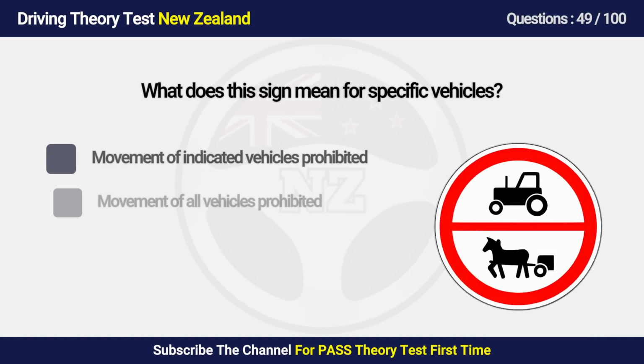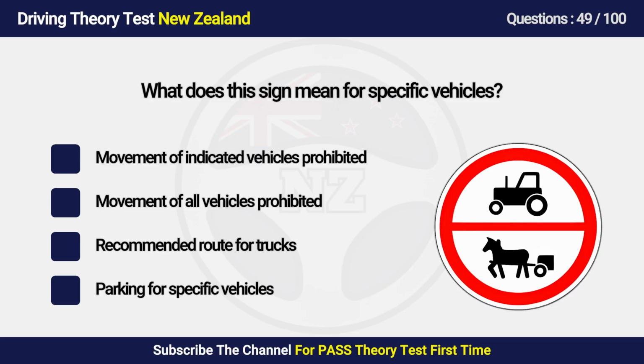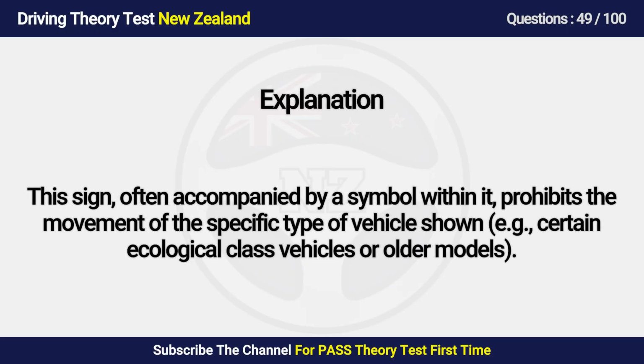Question 49. What does this sign mean for specific vehicles? A. Movement of vehicles prohibited. B. Movement of all vehicles prohibited. C. Recommended route for trucks. D. Parking for specific vehicles. Answer is A. Movement of vehicles prohibited. This sign, often accompanied by a symbol within it, prohibits the movement of the specific type of vehicle shown, e.g., certain ecological class vehicles or older models.